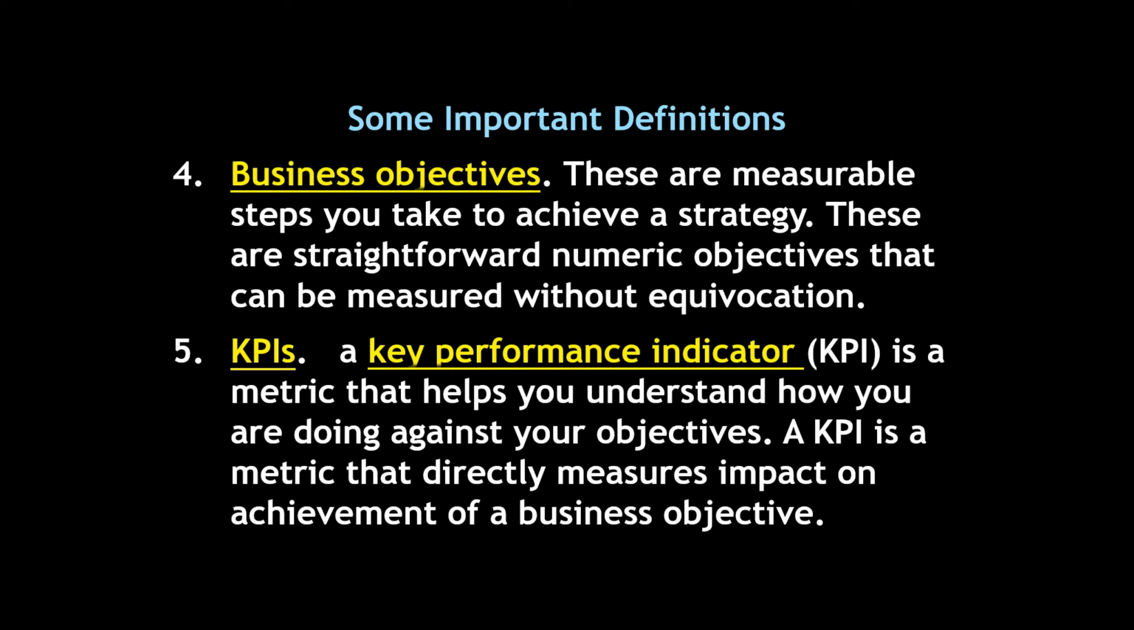KPIs. KPI stands for Key Performance Indicator. It's a metric that helps you understand how you are doing against your objectives. A KPI is a metric that directly measures impact on achievement of a business objective. So it's going to be a number that tries to quantify the way that you are performing and achieving some of the different things that you are trying to do. And those numbers are going to be very helpful for you in determining how well you are meeting your objectives and then ultimately your strategies and your goals as well.